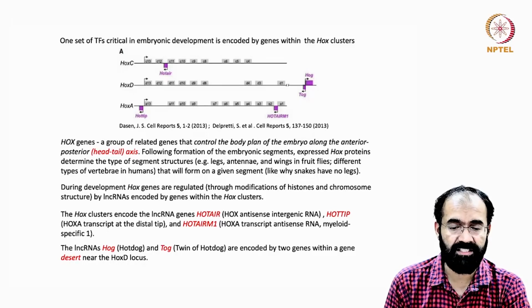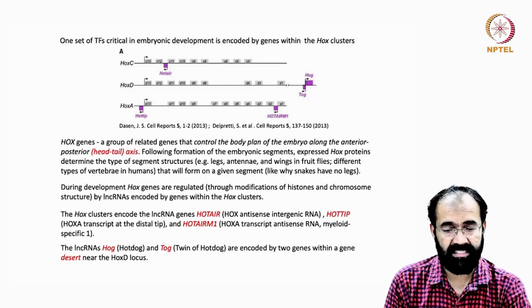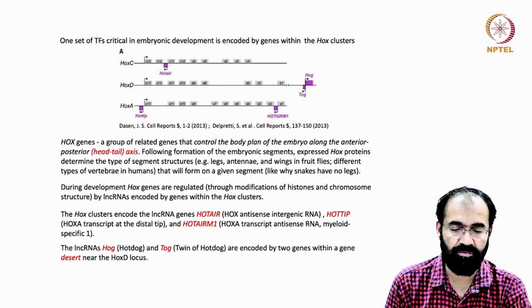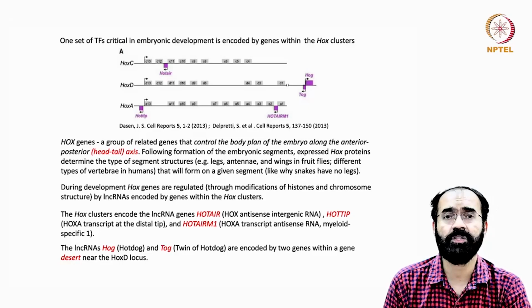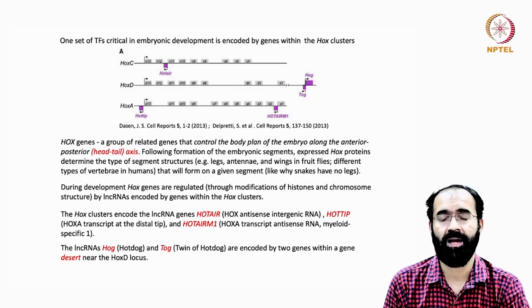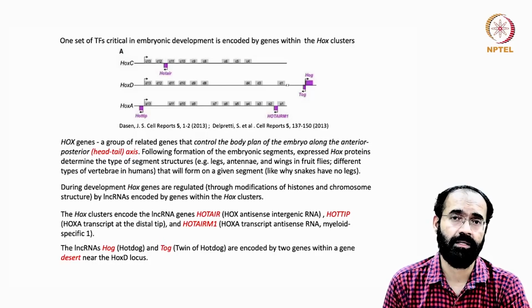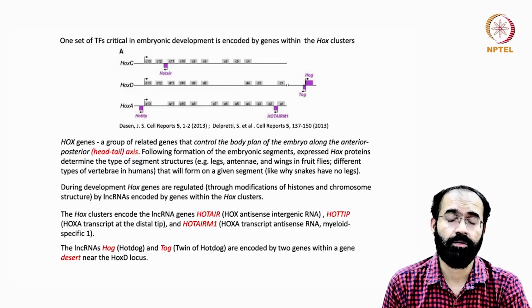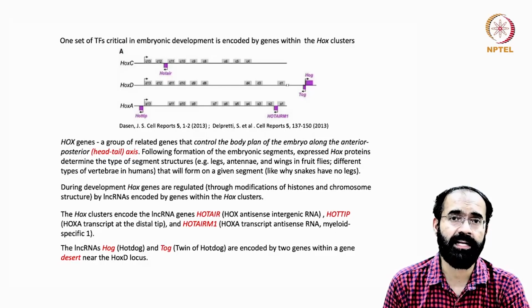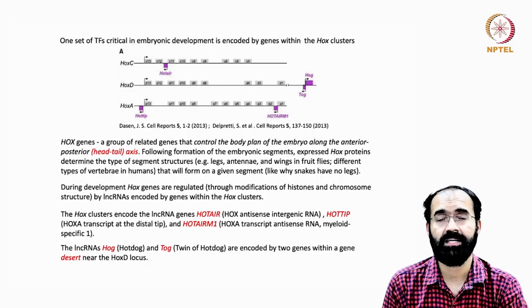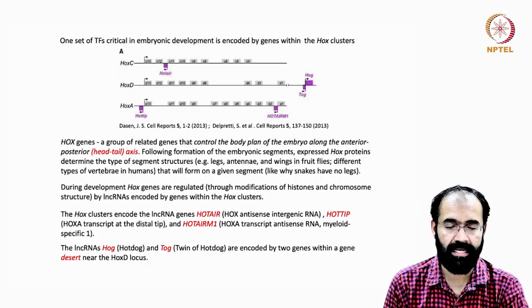So the segment structures include the legs, antennae, and wings in fruit flies. Fruit fly means Drosophila melanogaster. And there are different types of vertebrae in humans. You have cervical vertebrae, thoracic vertebrae, abdominal region vertebrae, lumbar vertebrae, and towards the end, like in other vertebrates which have a tail, the bony structure in your vertebral column will continue until the end of the tail.